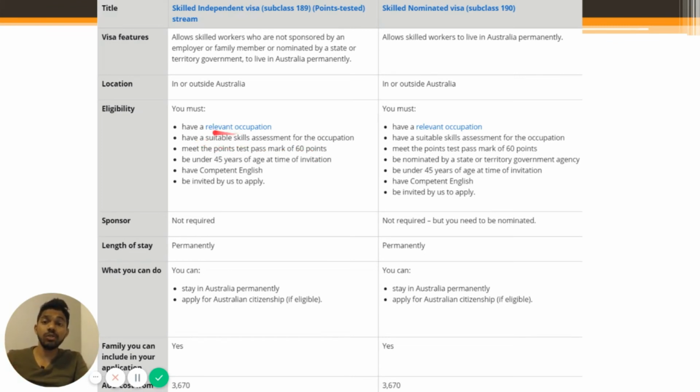You need to have a relevant occupation on the list that we talked about. So the medium to long term list is what your occupation needs to be on. You need to be below 45 years of age. You need to have competent English, so you need to take one of those English tests that we talked about earlier.